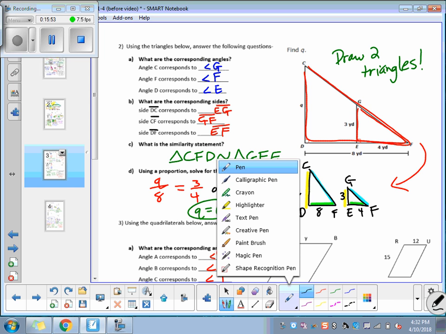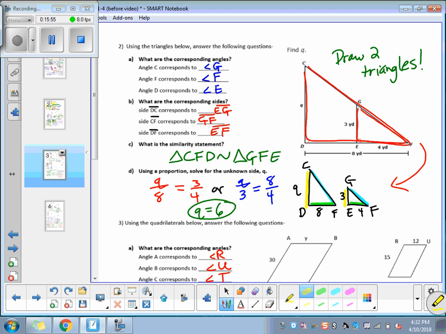So DC, right here, that one corresponds in the same order from D up to C, it's E to G. Now for C to F, that's in blue, so C to F, that goes with G to F. And the last one down here, D to F, goes with E to F.